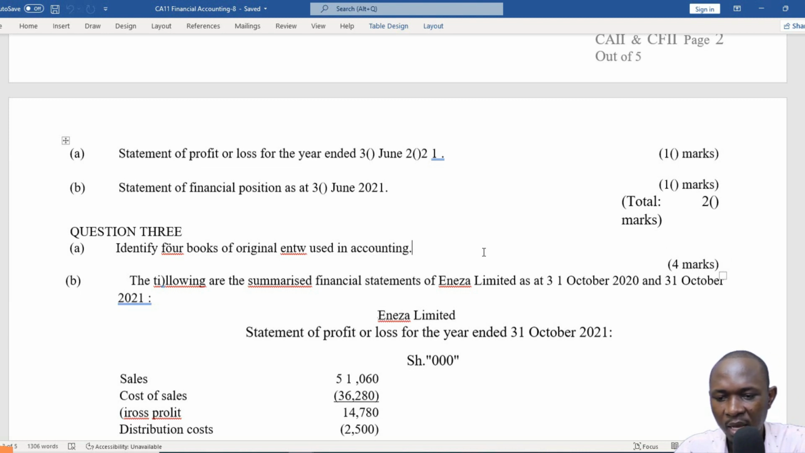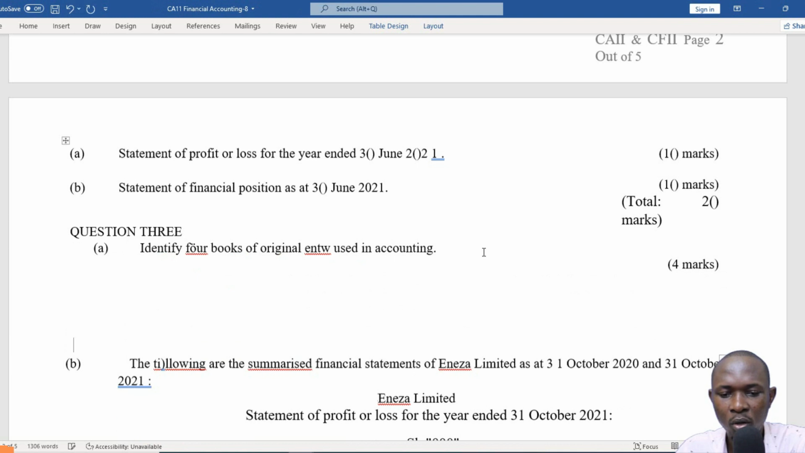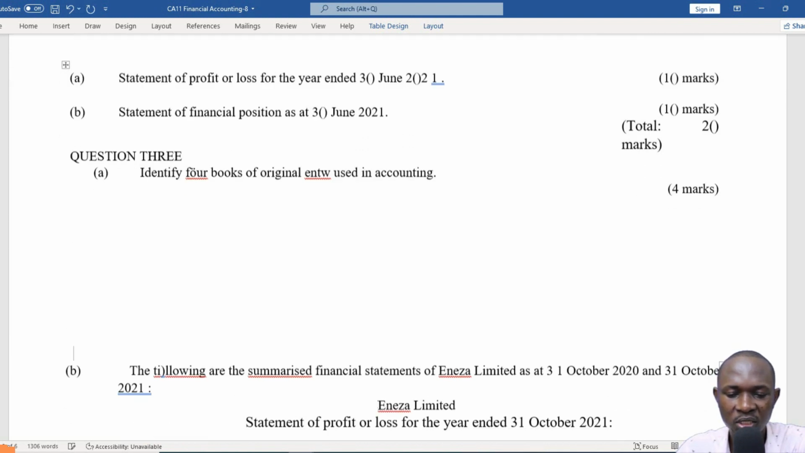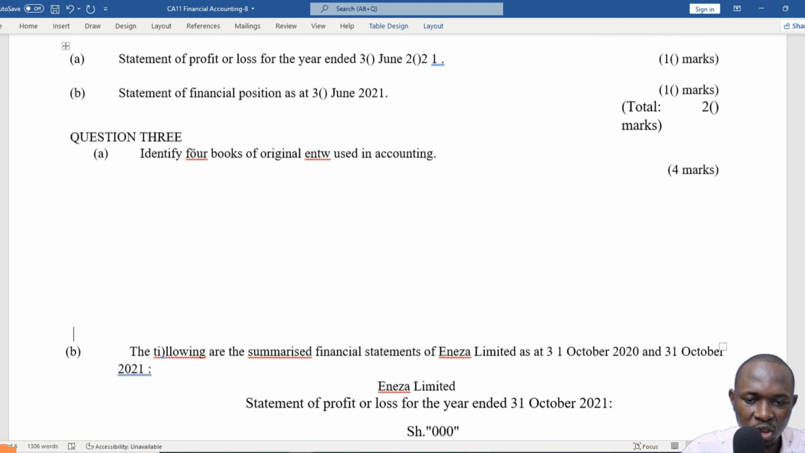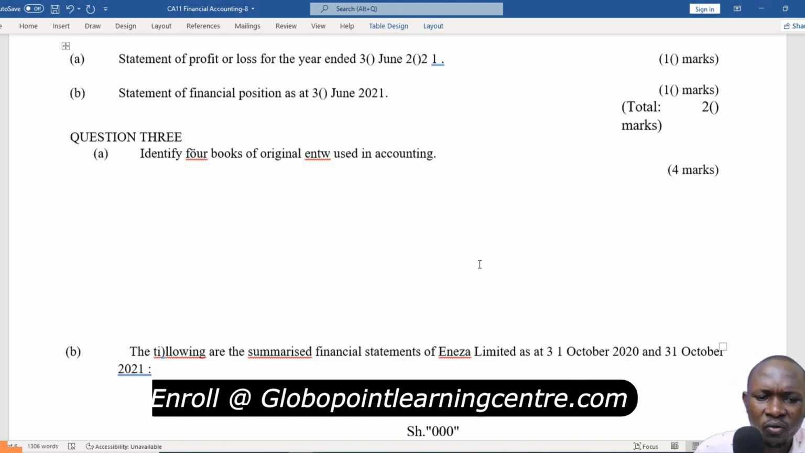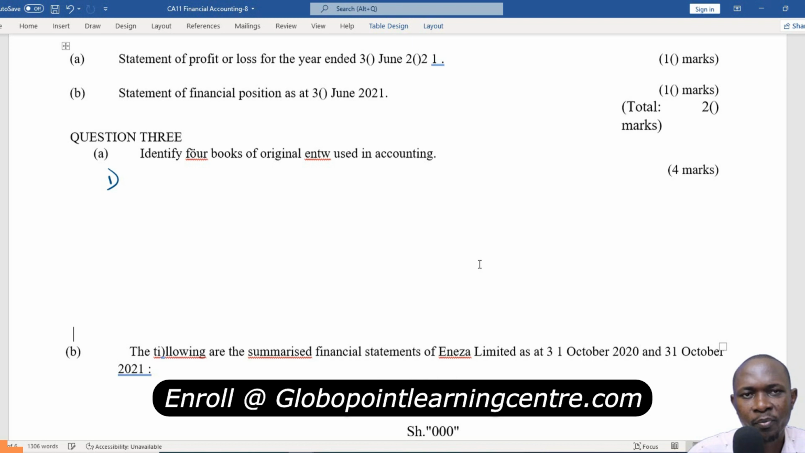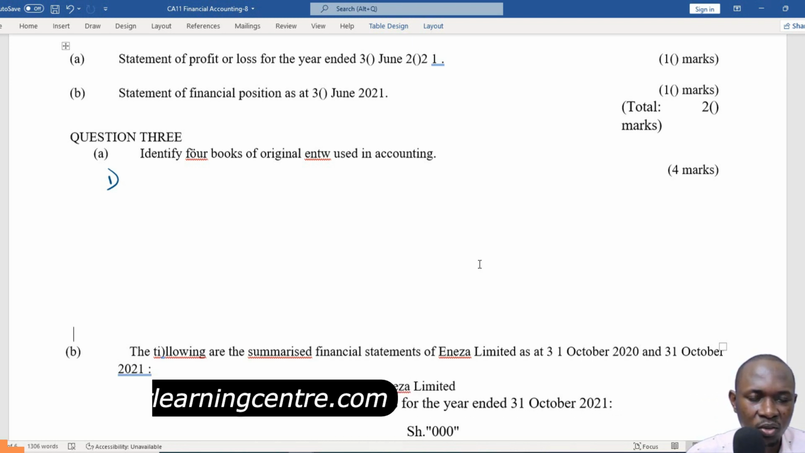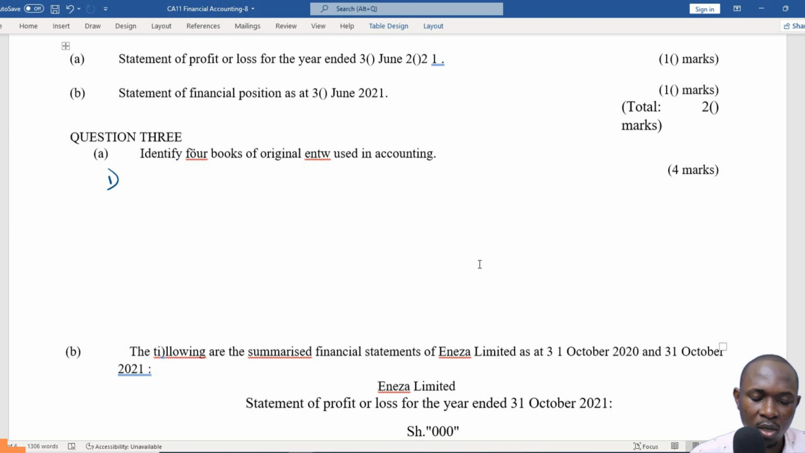The question reads, identify 4 books of original entry used in accounting. Now, books of original entry, these are the books that basically help capture the accounting information before it goes to any other book. And the question is asking for only 4, though we can have quite a number more than 4. So I'll go straight to the books.